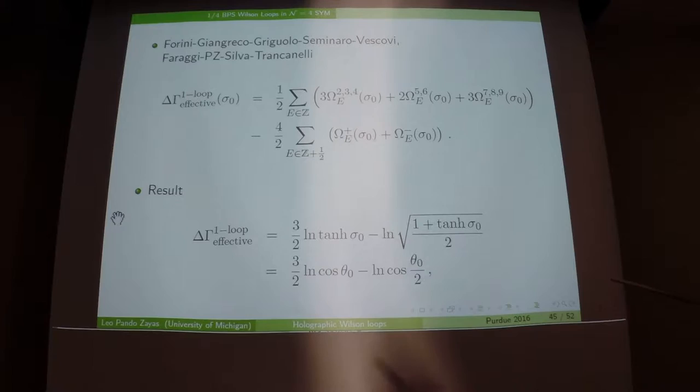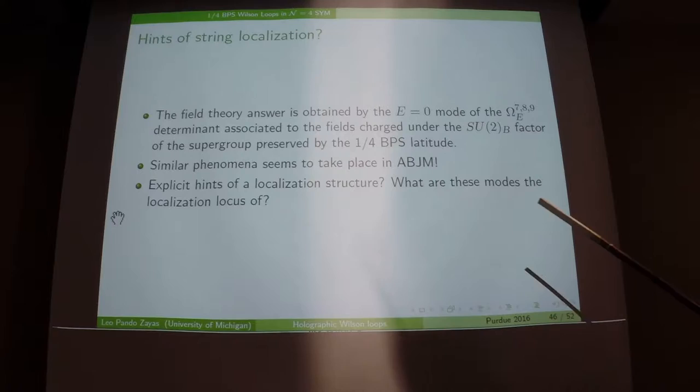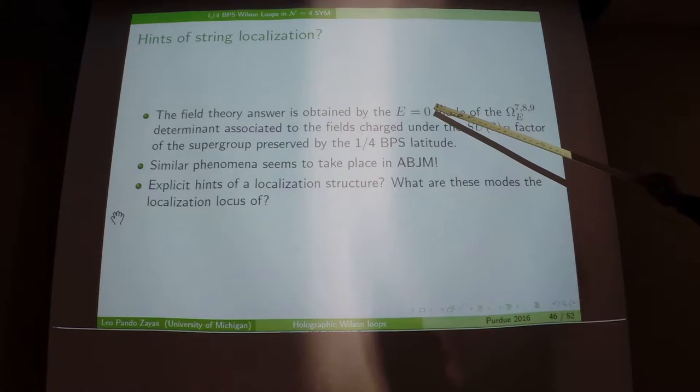So let me summarize that, because this is really the main conceptual thing that I want to propose: after you do this very complicated calculation with many modes and all that, and you step back, you see that almost all the modes cancel among themselves, the fermions and the bosons, and all of the answer, at least the part that we know, the field theory answer, comes from E equals zero modes of this fluctuation.